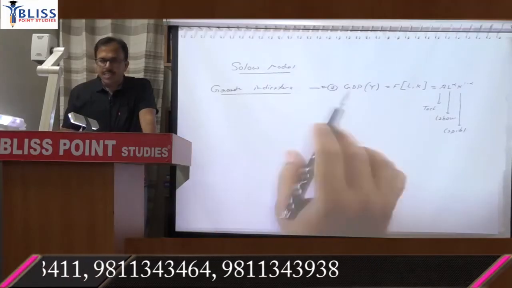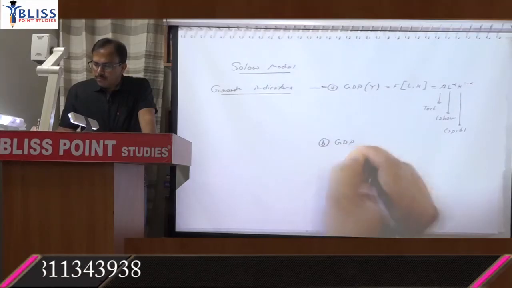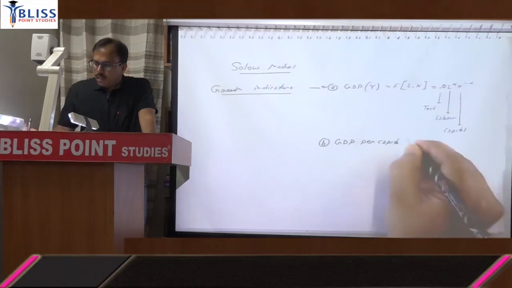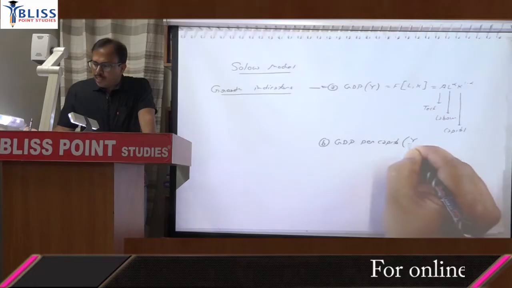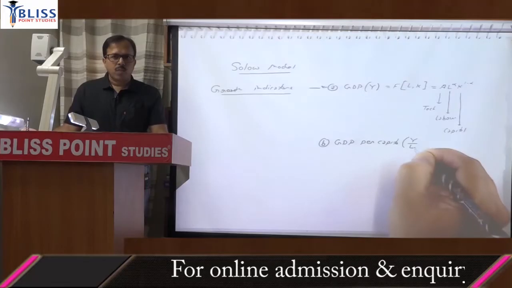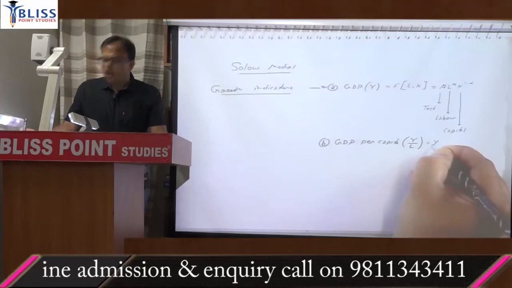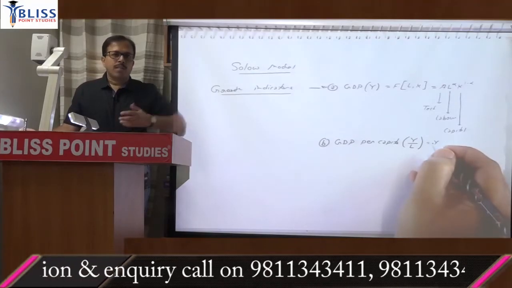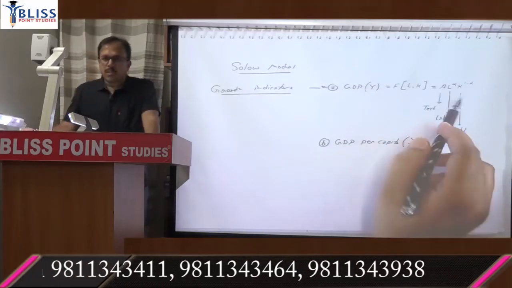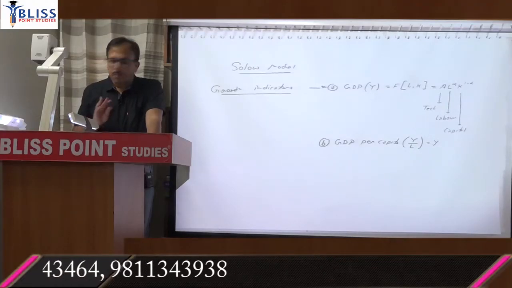So the first indicator is GDP, but the better indicator is GDP per capita. For per capita you divide GDP by population, and labor force is here representing population. Clear? So we are assuming Y by L, and that Y by L will be simply denoted by small y. Whenever I write a small y, you have to read it as GDP per person, GDP per capita. That means if you divide the production function by labor, then you get the production function in terms of GDP per capita.